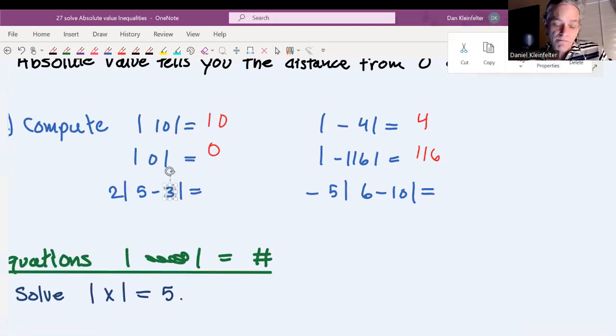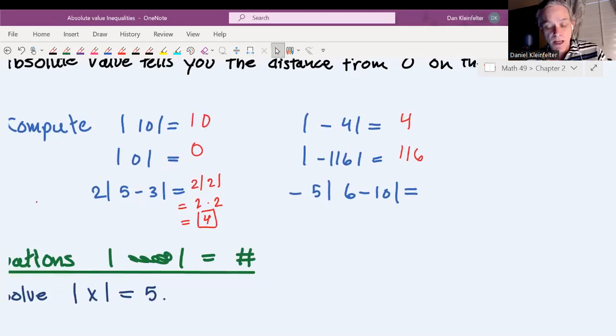As far as order of operations go, the absolute value bars function like parentheses, so you work on the part that is inside first. Here we have 2 times the absolute value of 5 minus 3. 5 minus 3 is 2, so this is the same as 2 times the absolute value of 2. The absolute value of 2 is 2, and so we would just end up with 4.